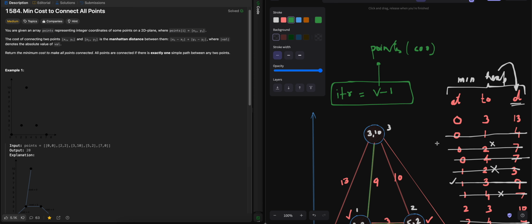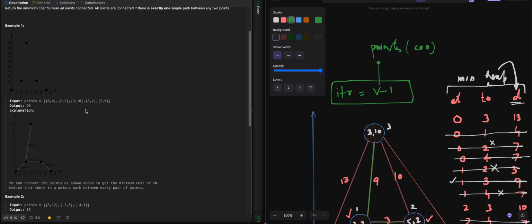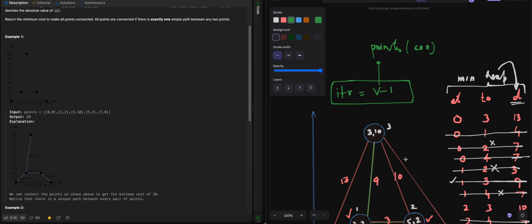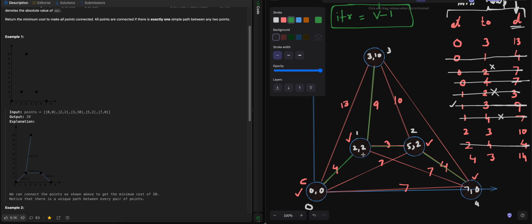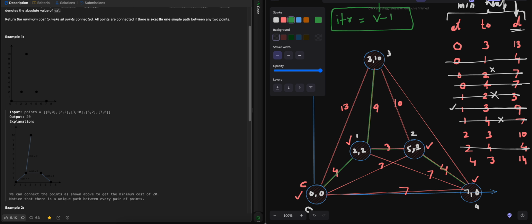So the coordinates are actually the vertex. In this problem, if five vertices are given, there would be four edges. If you see the final result that we have represented in green, one, two, three, four. So only four edges are required to create the MST, and after the fourth iteration, we should terminate our loop. That would give us our answer.